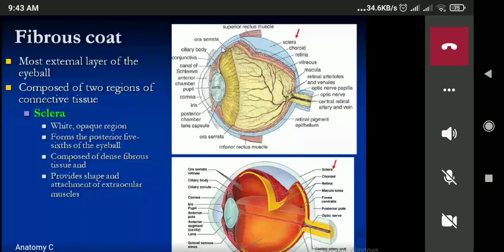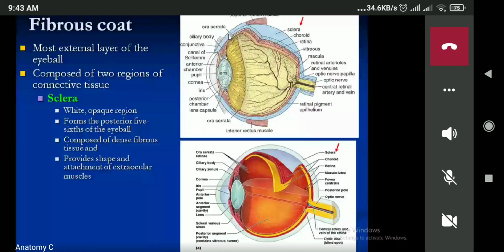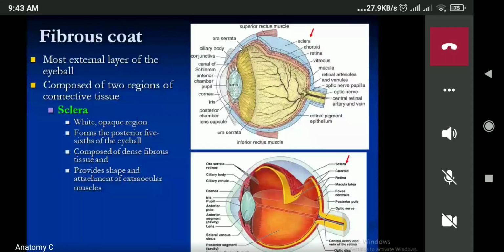Next one is the extraocular muscles. We have the superior rectus, inferior rectus, medial rectus, lateral rectus, superior oblique, and inferior oblique. Those are known as the extraocular muscles, which will be attached to the fibrous coat, that is, to the sclera. So that is also another function of the sclera.